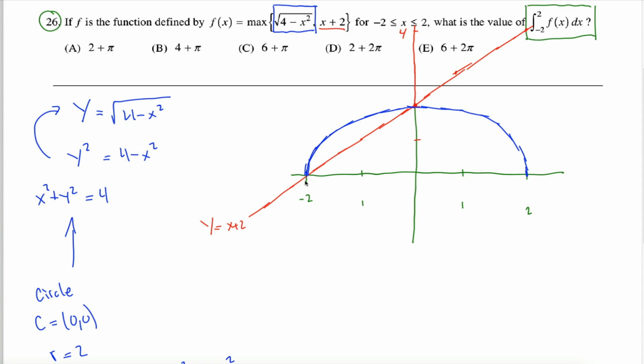Anyways, if you can get this far, you can answer this question super easy. This function is defined to be the max of these two things. So the higher of these two things from -2 to 0 is the graph in blue.